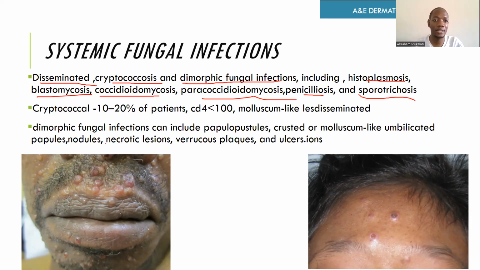When you look at this picture, this is disseminated cryptococcosis, and this is histoplasmosis, which looks like molluscum contagiosum. But in that case, when you take a biopsy and the sample, it will look like that.